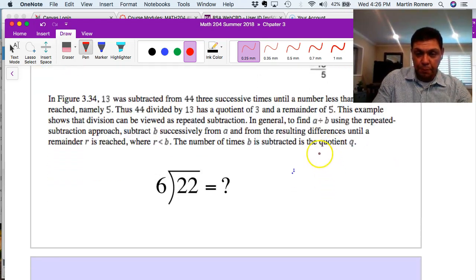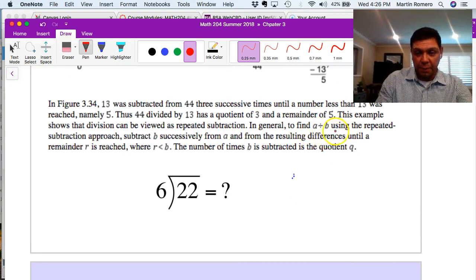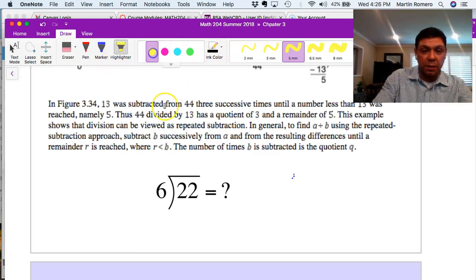So in general, to find a divided by b using the repeated subtraction approach, subtract b successively, which just means continually, from a and from the resulting differences until a remainder r is reached where r is less than b, and b is our divisor.